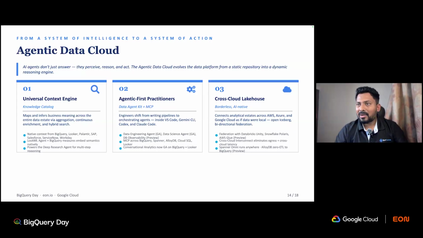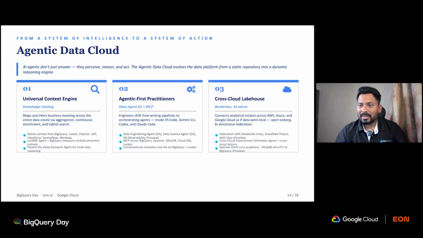So in the agentic data cloud, there are a few pillars. This is not a completely new service. The first is a universal context engine and the knowledge catalog, where the business meaning and metadata of your tables is stored in the data ecosystem. It's not only related to BigQuery and Looker, but also external systems. If you are using SAP or ServiceNow and other data ecosystems, it will maintain the agent-first approach here, and it will work with all the context.